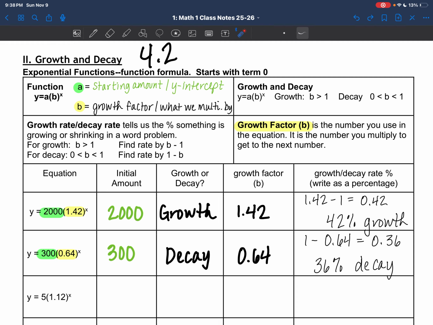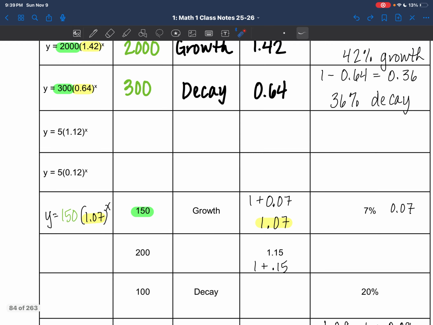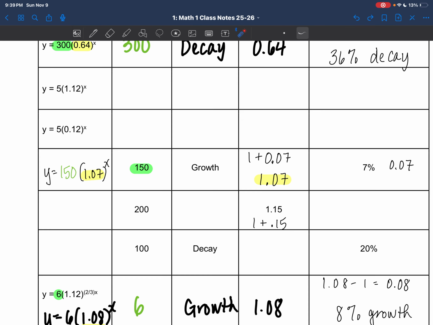The next one we're looking at is this equation, and our starting term is 300 because that's where A is. Then we have B, which is inside, and B is 0.64, so that's going to be decay. It's getting less. Since it's less, we take 1 minus 0.64, and that gives us 0.36. Remember, we move the decimal twice, and we get 36% decay. I want you to try these on your own, and then we're going to go to this next one.